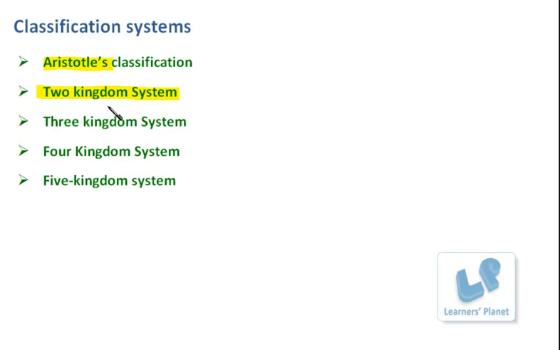Then after that, the next kingdom systems proposed were the three kingdom, then four kingdom, and then the five kingdom system, which is now widely accepted. This is further modified into the modern classification system also, and of course it is worldwide accepted. Now let us understand each classification one by one.